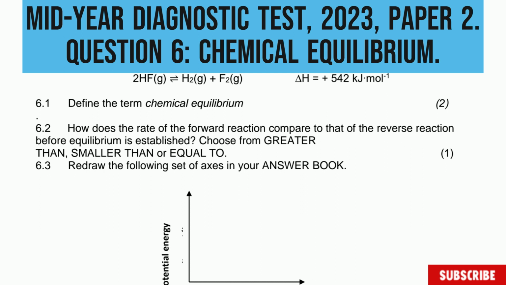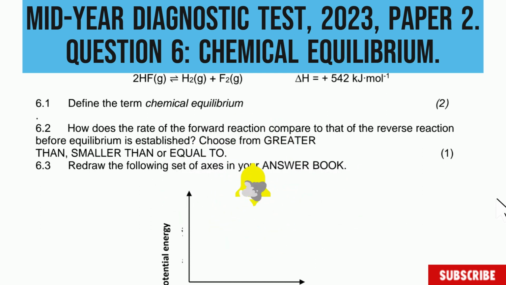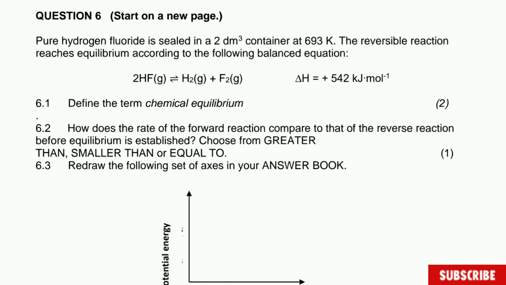This time we're going to be answering question 6 from the mid-year diagnostic exam done in the Northern Cape in 2023. This one is about equilibrium. The question says pure hydrogen fluoride is sealed in a 2 decimeter cubic container at 293 Kelvin. The reversible reaction reaches equilibrium according to the following balanced equation.